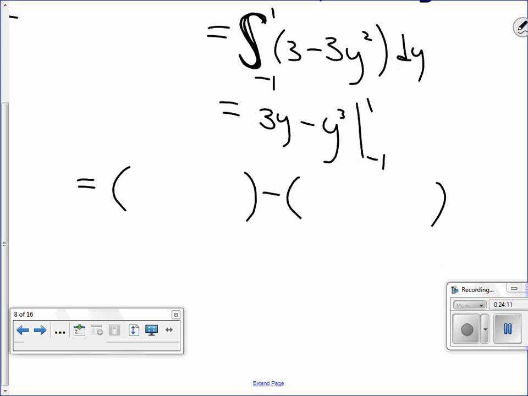Which one do we plug in first when we're applying the FTC, the fundamental theorem? Right, on the calculator you do the lower first, but when you're doing it this way, we're going to plug in the 1 first. Plug in the 1. And then we'll plug in the -1.